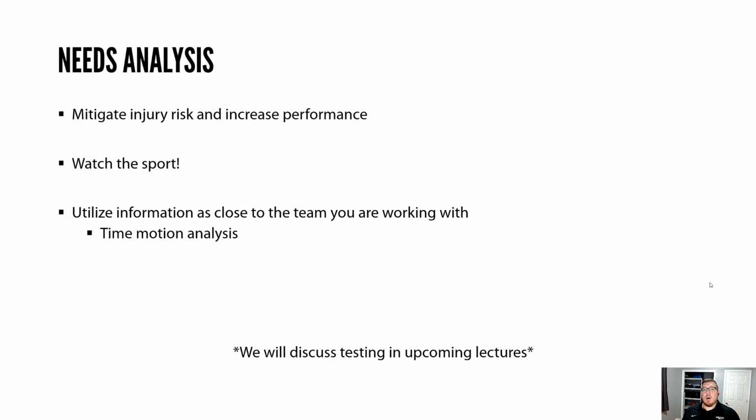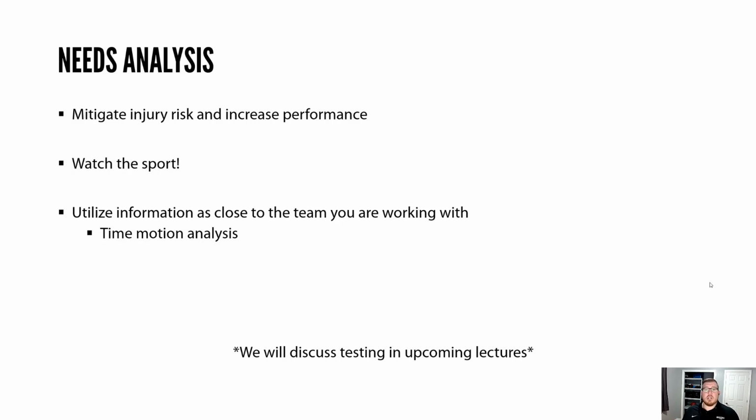Now, when we're working with athletes and we need to do a needs analysis, we need to understand the sport to kind of understand how we need to program for it properly. So the best way to do this is to watch the sport. We can do research on it as well, but we need to watch the sport to kind of see how athletes move and what they need to do and accomplish.